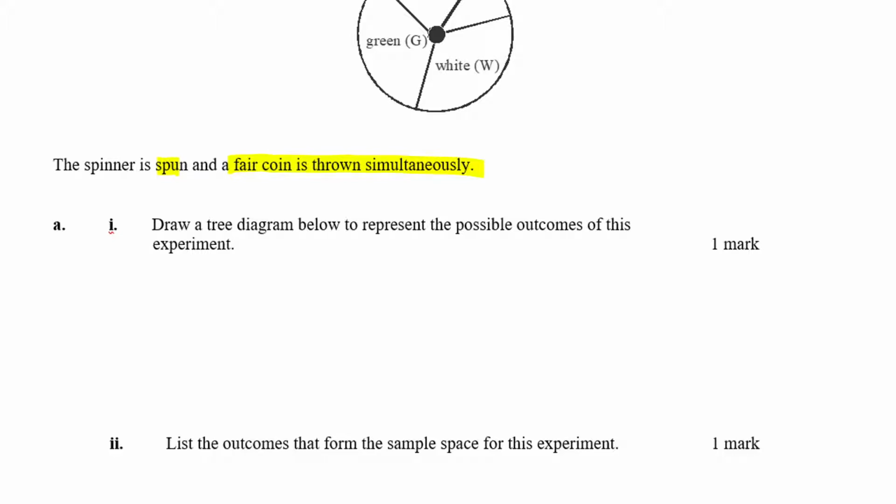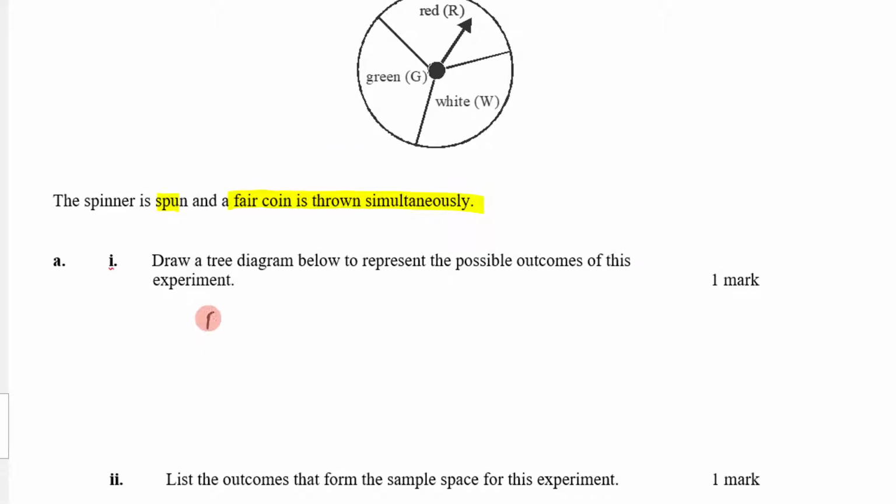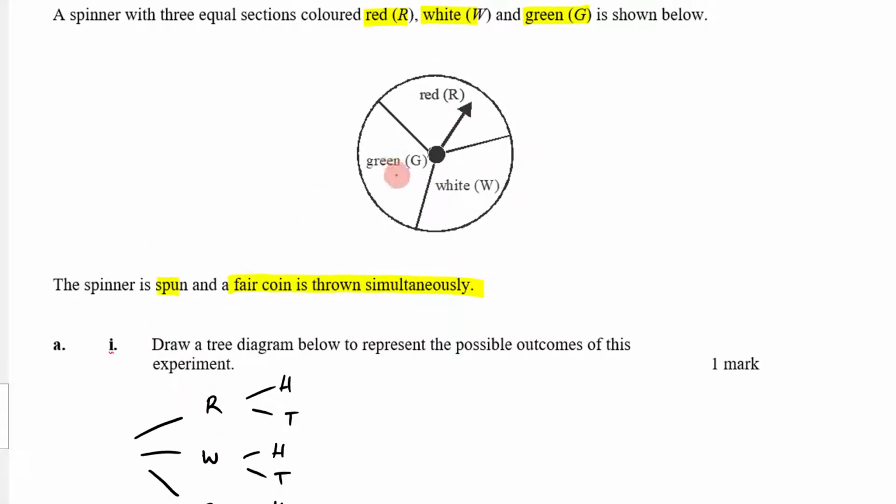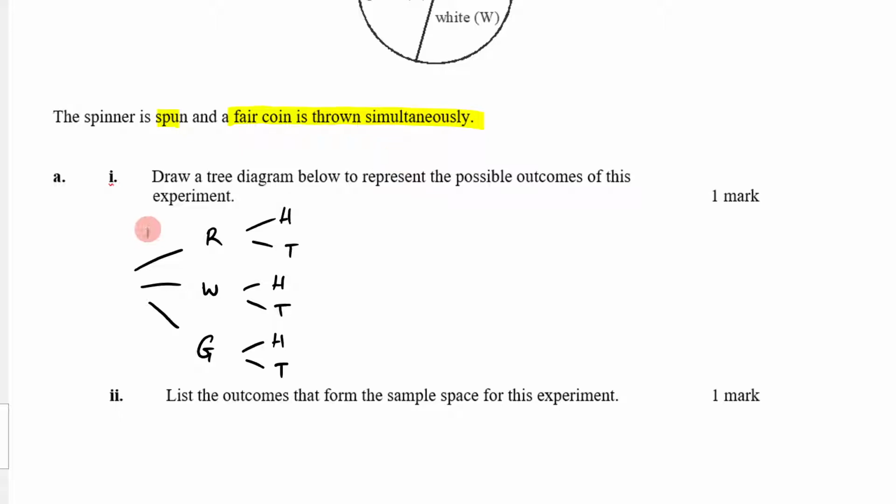We're spinning a spinner, which is either red, white, or green. Then from each of these, we're either getting a head or a tail. A head or a tail, a head or a tail. And it's useful here just to think about the probabilities of each of these as well. Because they're all equal sections, that means there's a 1 on 3 chance of getting either of the colors here. And then, because you've got a 50-50 chance of getting a head or a tail, there's a 1 on 2 for each of these.